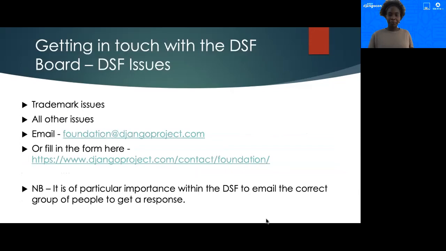For trademark issues and all other issues, you can email the DSF board using foundation at djangoproject.com or contact us by filling the contact form on the website. For event sponsorships, fill in the form on the website. If you're not sure which team to reach out to in the DSF, reach out to the DSF board and they will redirect you to the right team.